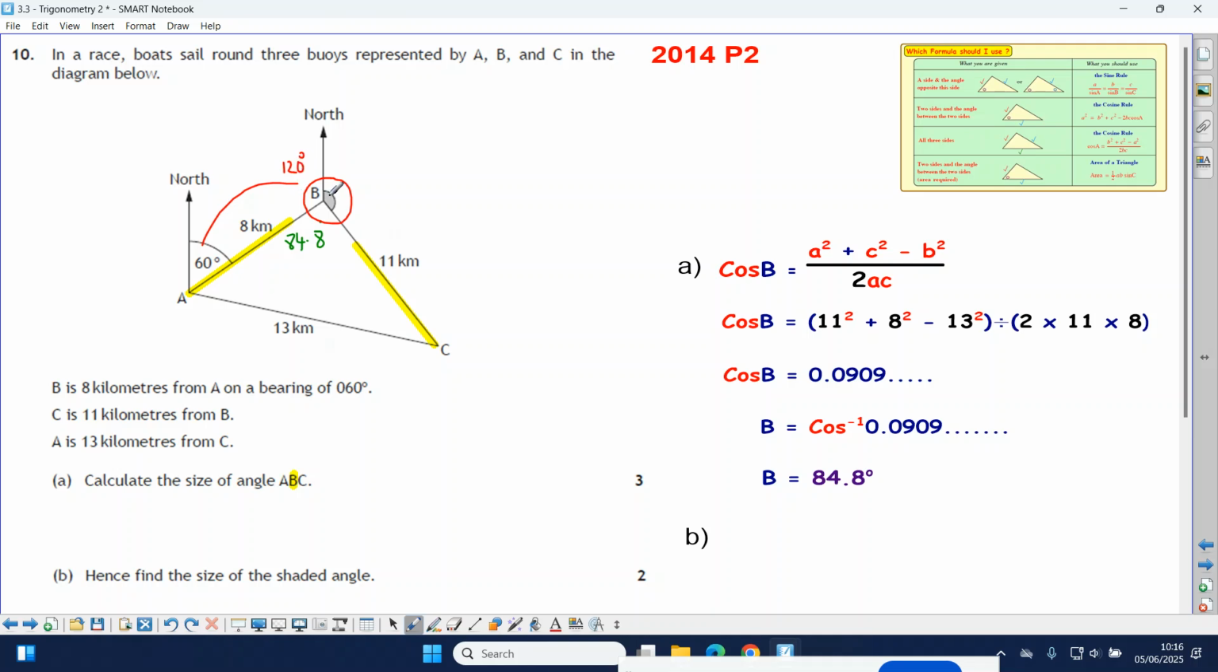Okay, and to get the shaded one, basically you take the 120, take the 84.8 and take away from 360. So that's going to look like that. 360, take away 84.8, take away 120, and there's your final answer, 155.2. Okay, I'll do a few more in the next lesson.